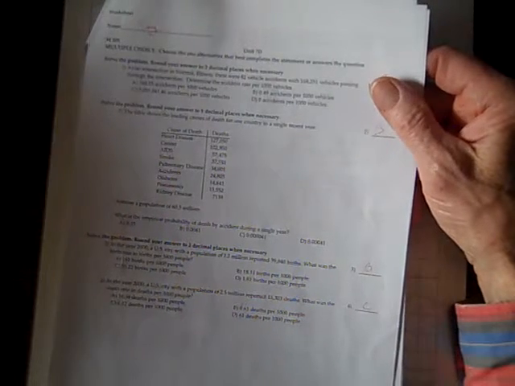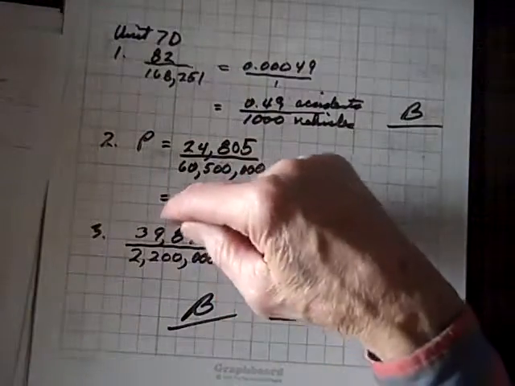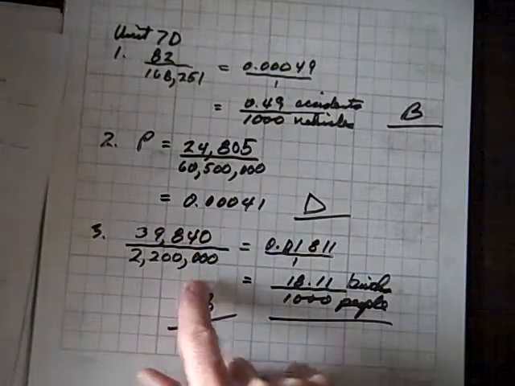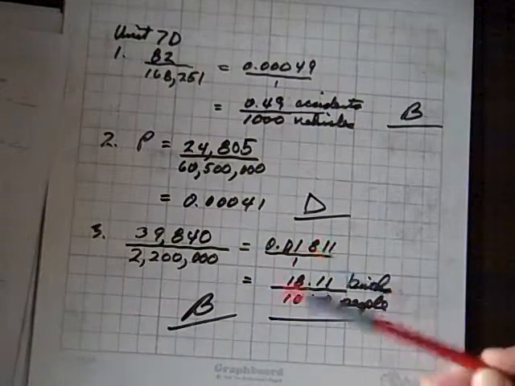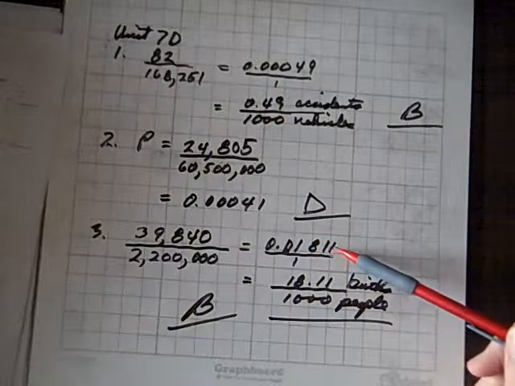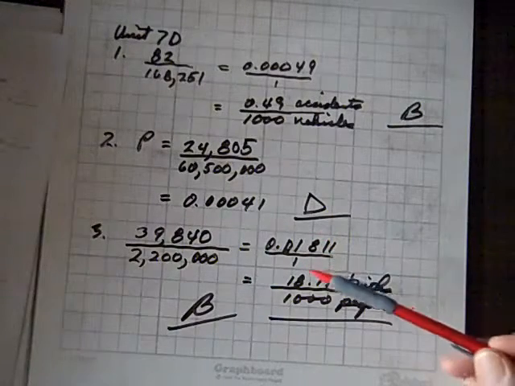Now for 3, it says, in the year 2000, a U.S. city with a population of 2.2 million reported 39,840 births. What was the birth rate in births per 1,000 people? So our quotient is 39,840 divided by 2,200,000. When we carry out that division, we get a rate of 0.01811, and that's all over 1. The 1's understood. You don't have to write it, but I do that to illustrate the point.